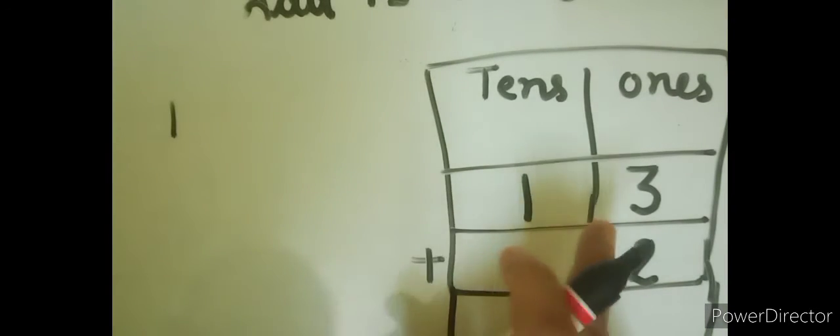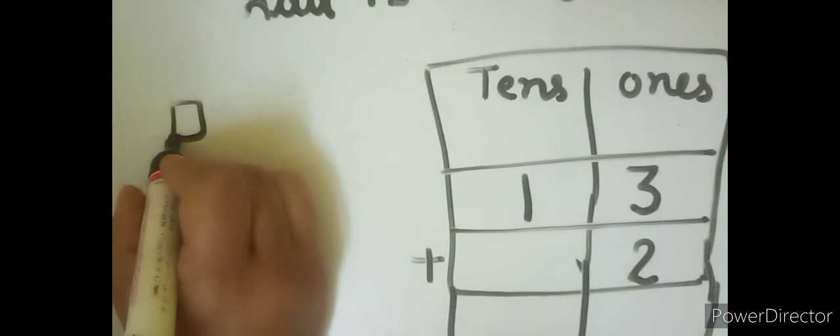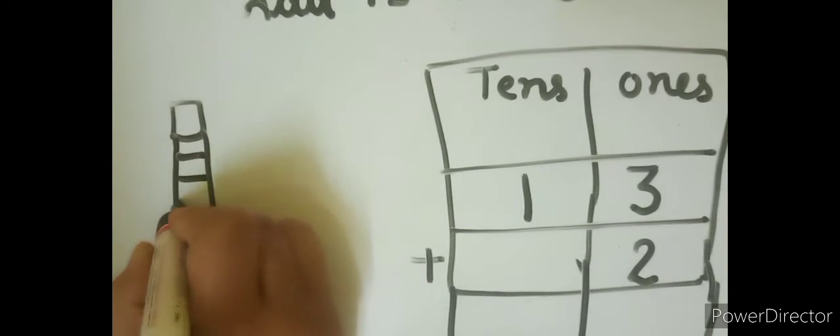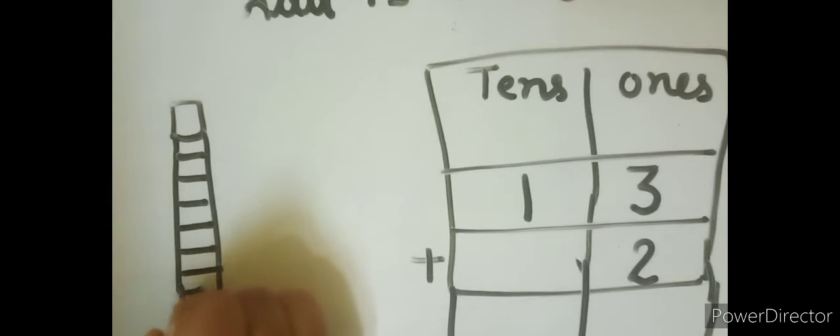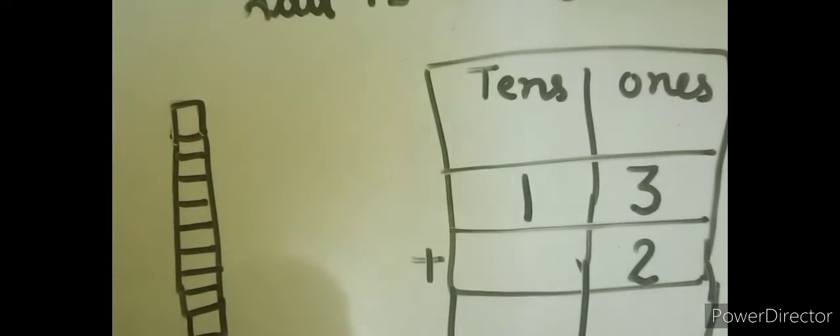Okay, now I have arranged the blocks in columns. Now you have to write the plus sum. Okay, now students, look here. In the tens place I have written 1, so now you have to draw 10 blocks. 1, 2, 3, 4, 5, 6, 7, 8, 9, 10. I have drawn 10 blocks. Okay, I have written 1 ten.